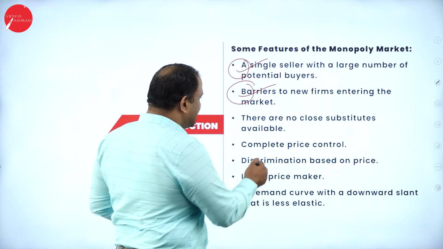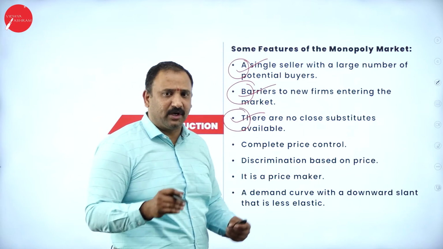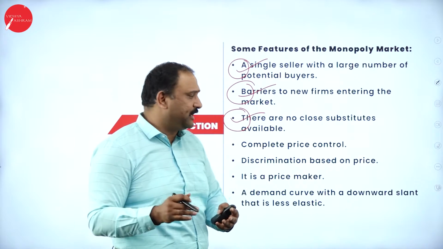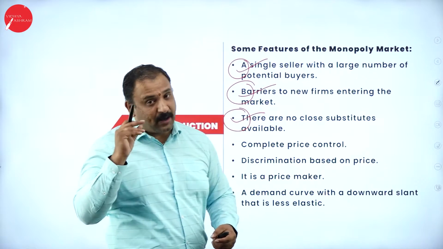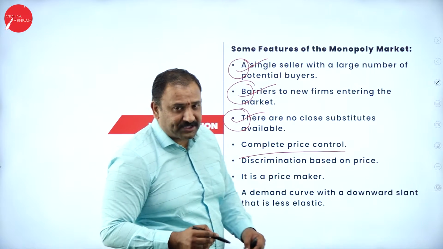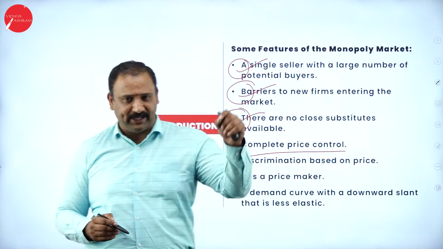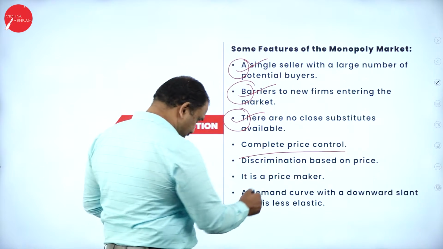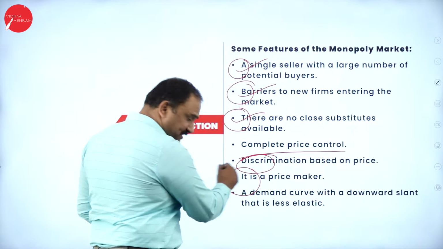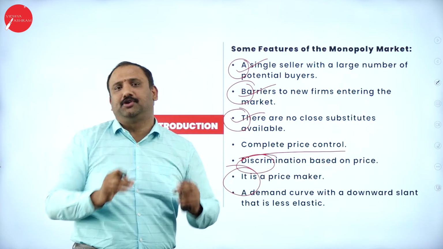And the next thing is that there is no close substitute. As I have told you, for salt there is only one thing, so you are not going to have substitutes. Complete price control. This is what I want you to keep in mind, because that person is going to set the market, that person is going to set the price, and nobody else can challenge him. Discrimination is based on the price. It is a price maker. So the word price has to stick on to your mind.